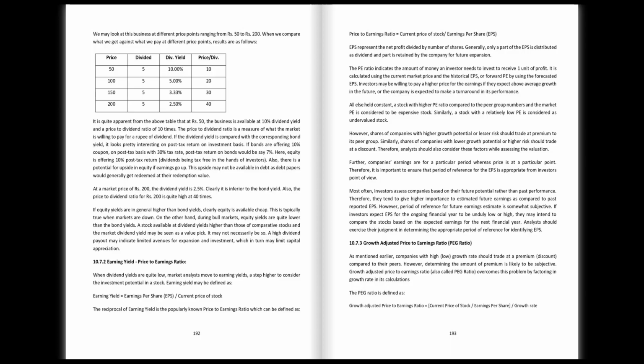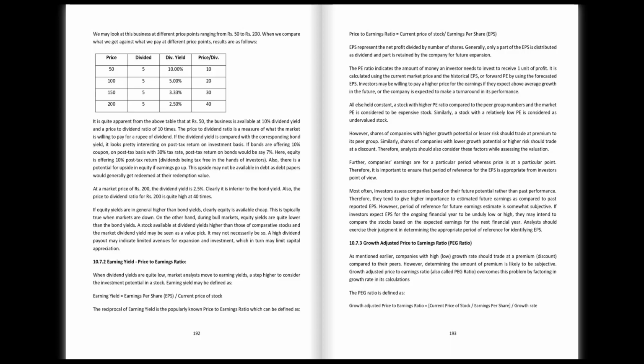EPS represents the net profit divided by the number of shares. Generally, only a part of the EPS is distributed as dividend and part is retained by the company for future expansion. The PE ratio indicates the amount of money an investor needs to invest to receive 1 unit of profit. It is calculated using the current market price and the historical EPS, or forward PE by using the forecasted EPS.